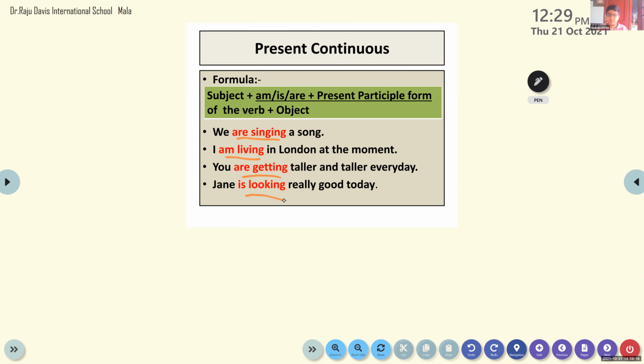Now, Anantesh, please give me one example in present continuous. He is going to watch the football match. Okay, fine. So your finite verb? Is going. Excellent. I want Gautam to give me one example in present continuous.